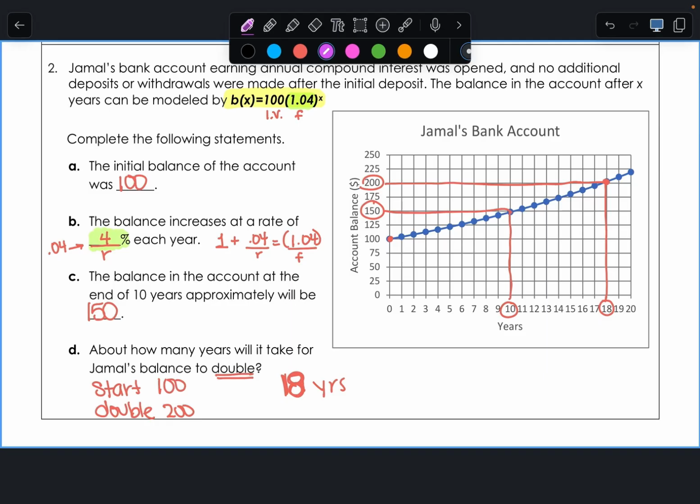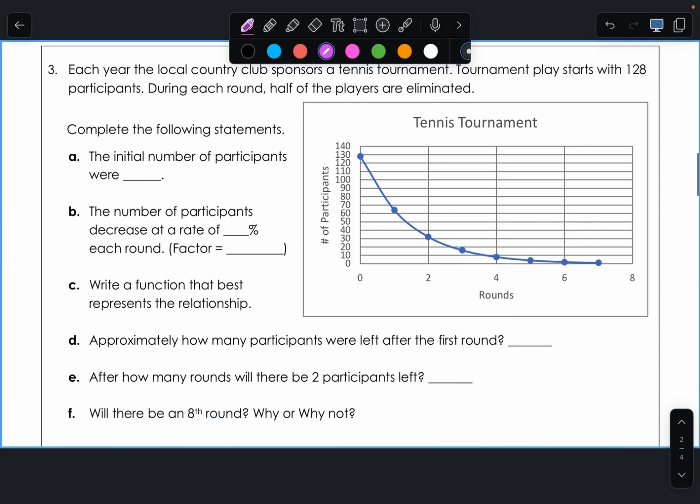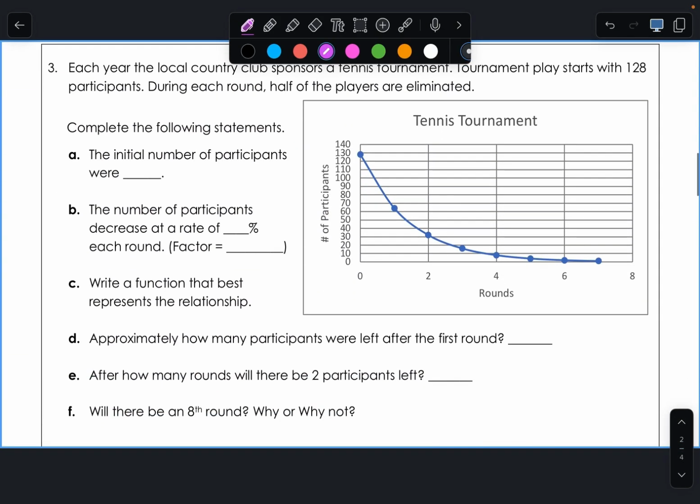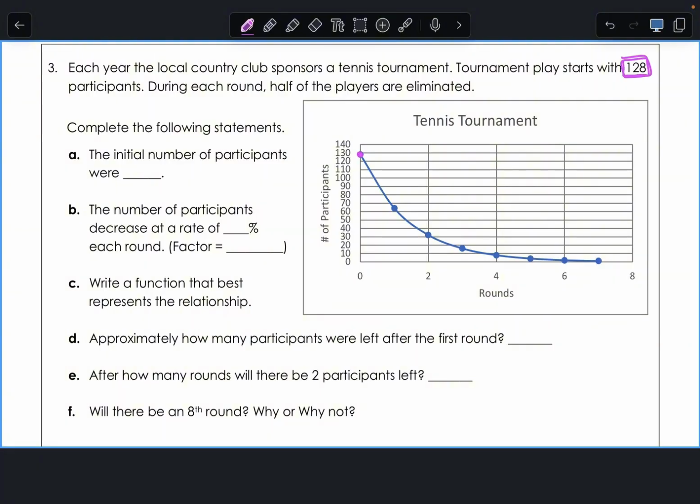All right, number 3. Calm down. Each year, a local country club sponsors a tennis tournament. Tournament play starts with 128 participants. During each round, half the players are eliminated. What's the initial number of participants? Even though the graph looks like it's at 130, what do you need to do, Spencer? Read. And if you read, what do you notice? The initial number is 128.